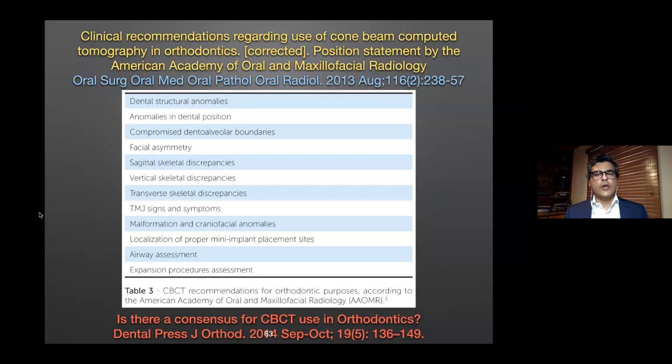It's a position statement by the American Academy of Oral and Maxillofacial Radiology, published in 2013. Dental structural anomalies, if there is any issue with the form of the tooth. Anomalies in dental position, so if a tooth is erupting in a different place. Compromised dento-alveolar boundaries, so looking at how much buccal bone, or labial bone, or lingual bone is there.